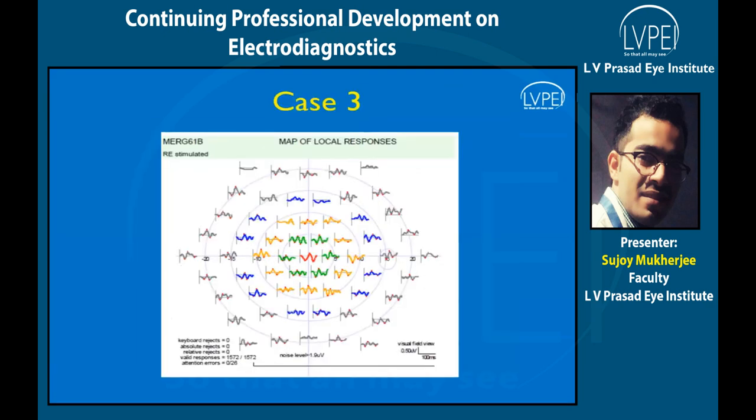Now, coming to the case. What we saw in the previous slide was taken from a normal individual. Here the response amplitudes and waveforms are a little diminished. I will show you the comparison, but first understand that the level of noise is within the normal accepted range and the patient did not move the eyes throughout the test. Steadiness was maintained and the level of noise was reliable, so we can rely on the test.